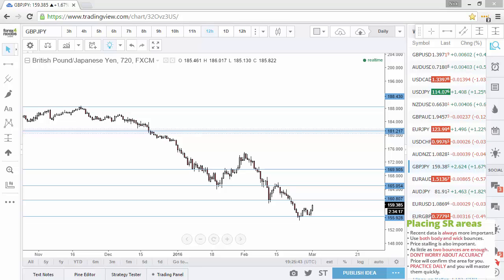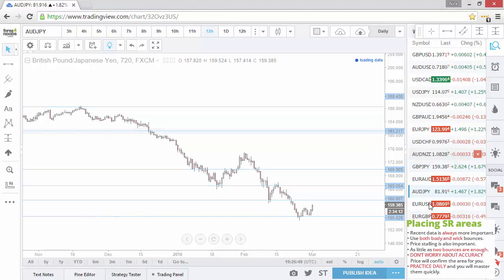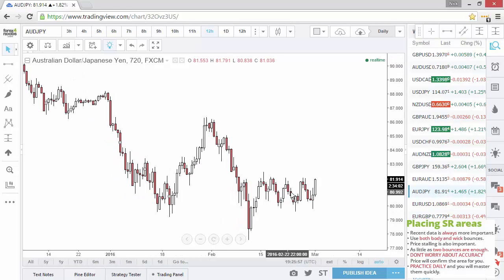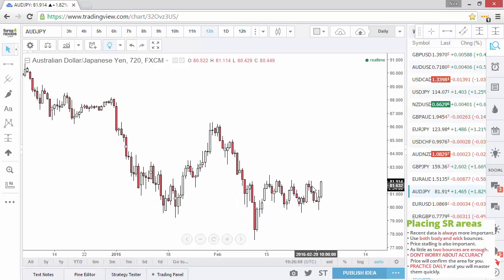USD/CHF, I think we've already done that. AUD/JPY, that's actually a good one. I want to do AUD/JPY because we had some trades from there this week. AUD/JPY has given us a lot of trades in the last few weeks. And specifically, a trade was closed on Monday on AUD/JPY.